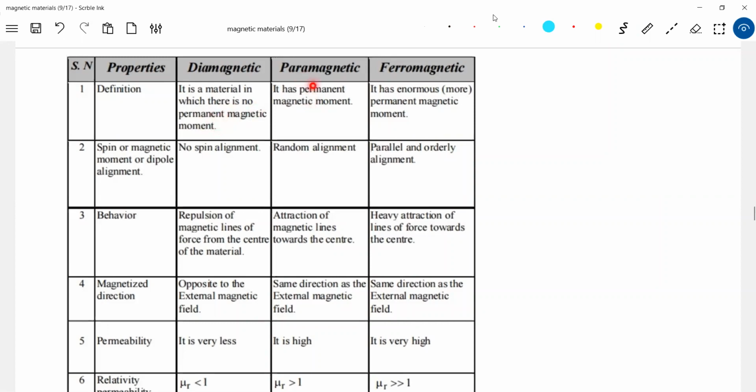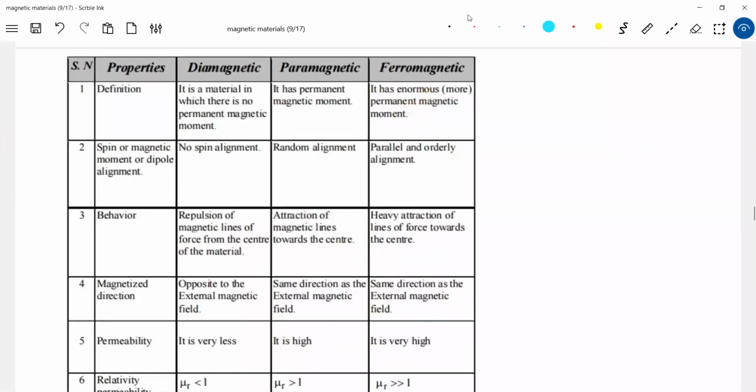And what about a paramagnetic substance? It will have some magnetic moment as a permanent magnetic moment, in the atoms. Now the ferromagnetic substance has an enormous permanent magnetic moment. Why? Due to the domains here.